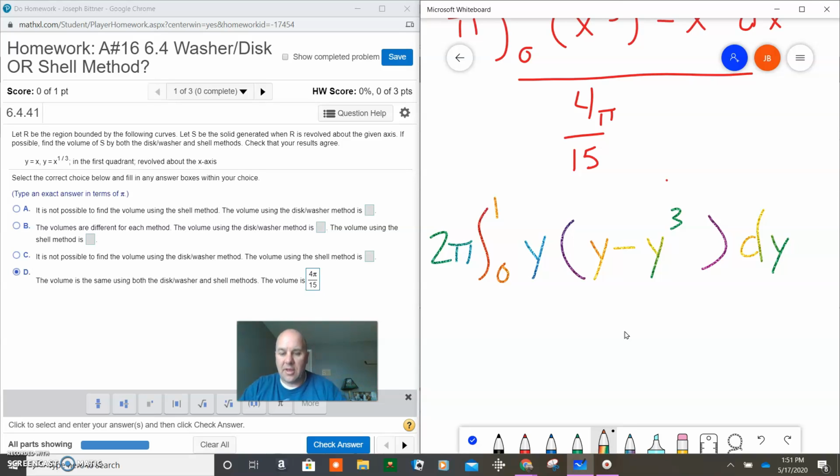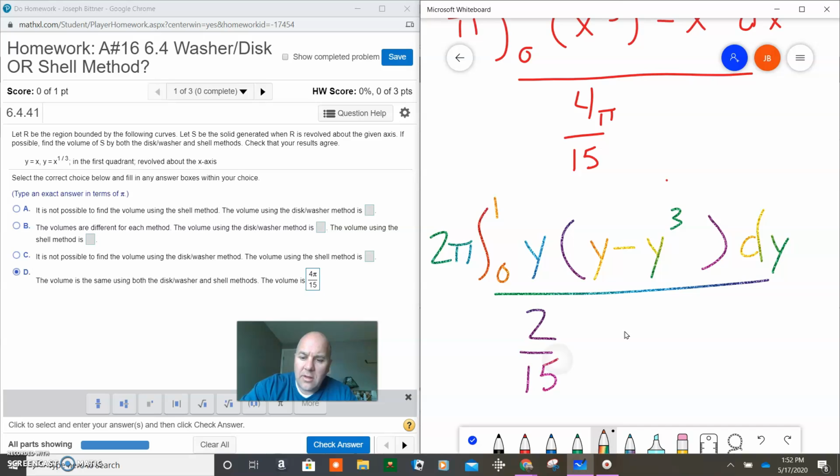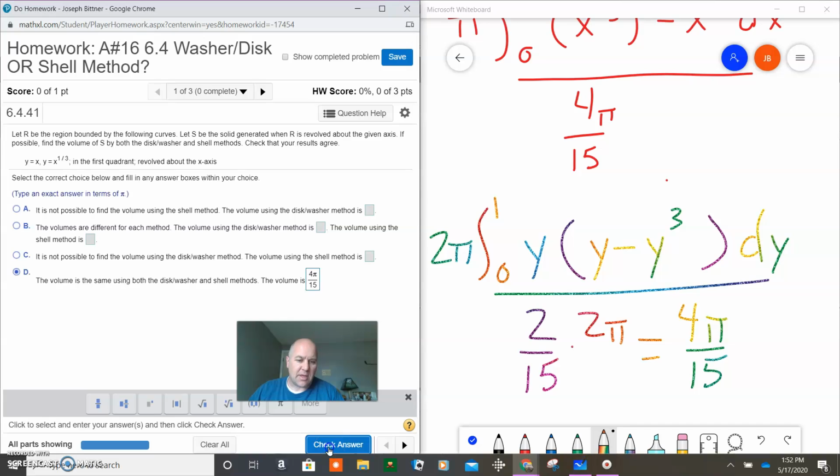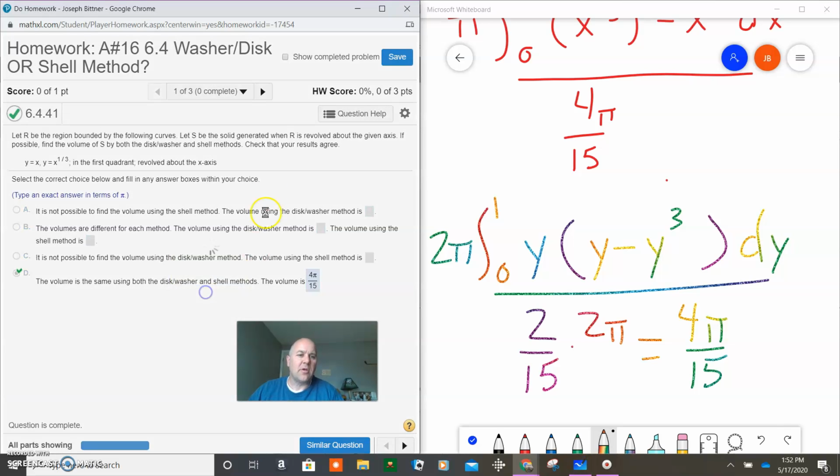Again, I can type that easily into the calculator. Let me type that in, 0 to 1, x minus x to the third power. I'm just typing x's into the calculator; the calculator doesn't know any difference. And on this I get 2/15. But I'm not upset, because don't forget you're multiplying by 2 pi, which ends up being 4 pi over 15 anyway. Check my answer, and my answer is perfect.